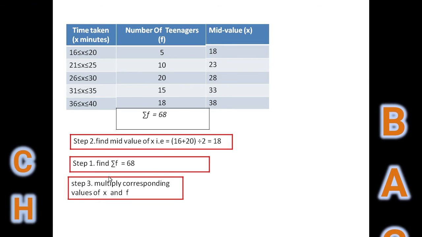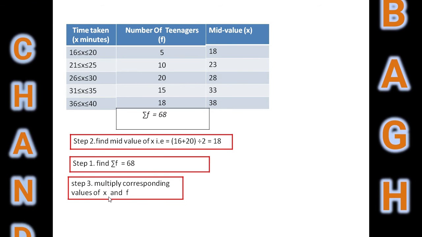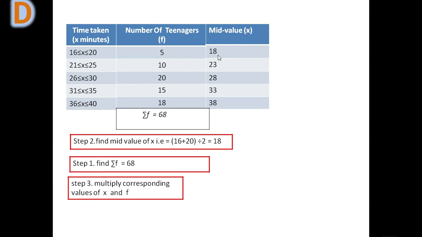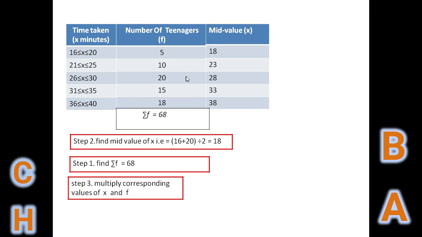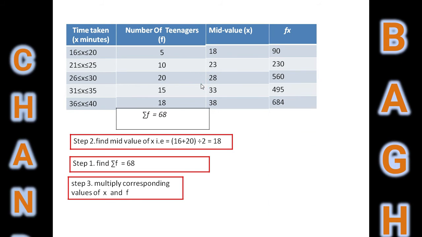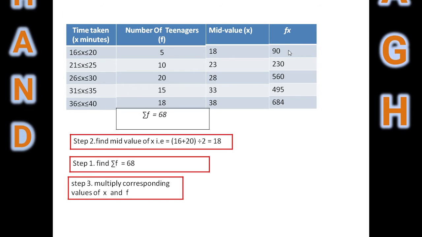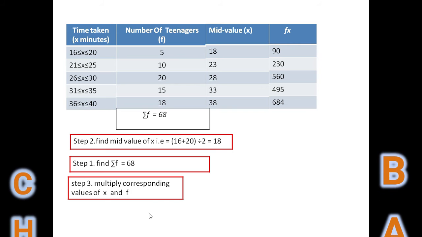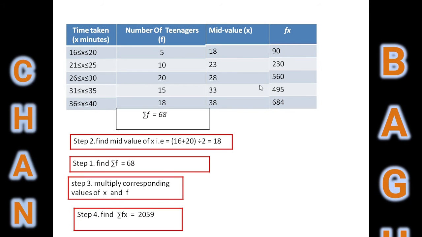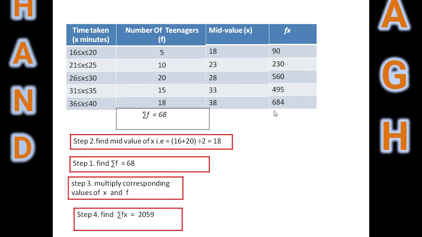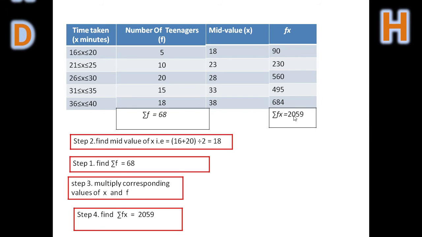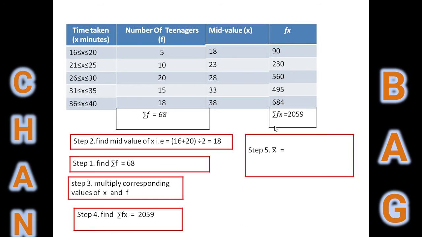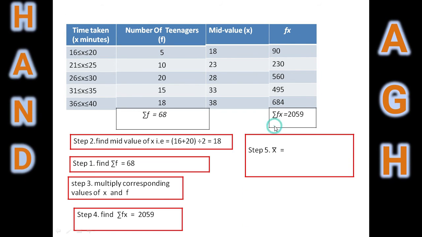This is the third step: multiply corresponding values of x and f. This is f and this one is x. We have to multiply 5 by 18, then 10 by 23, then 20 by 28, and so on. You can see the last column, fx: 90, 230, 560, and so on. The next step is to calculate the sum of this column, which equals 2059.